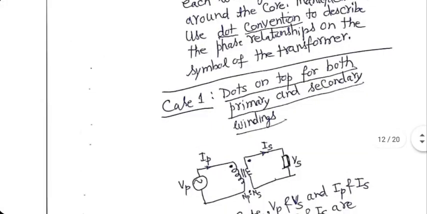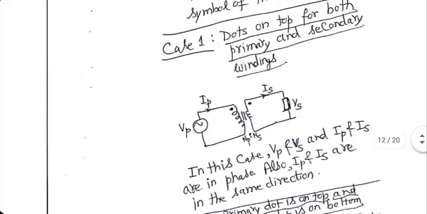There are two possibilities. Both the dots are on the top. On the left side, primary winding is showing a dot on the top. On the secondary side also, there's a dot on the top. What it means is VP and VS are in phase and IP and IS are in phase. This is the condition I will assume by default all the time.